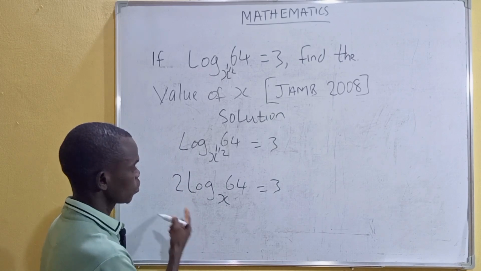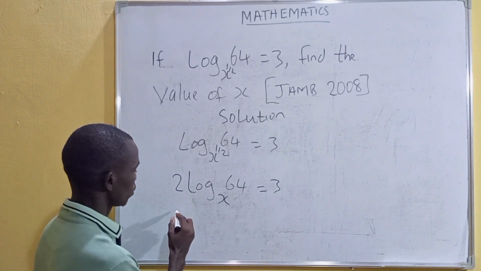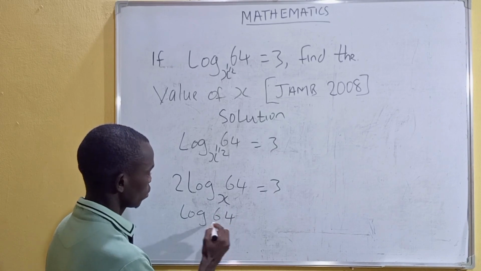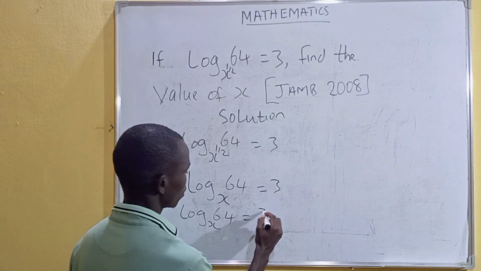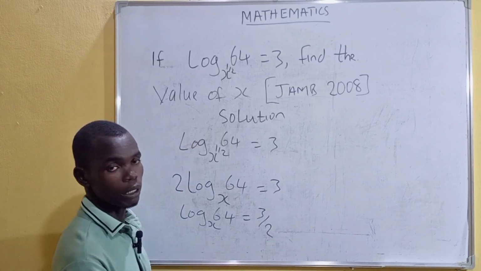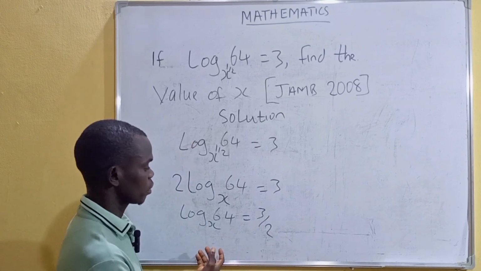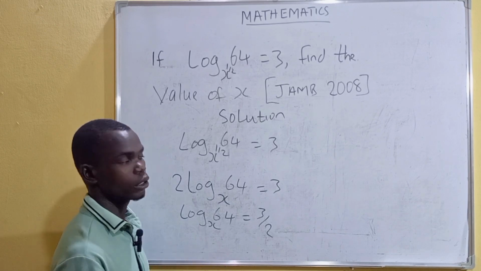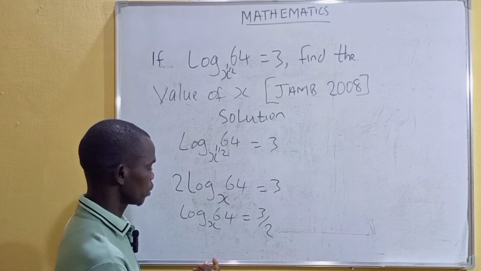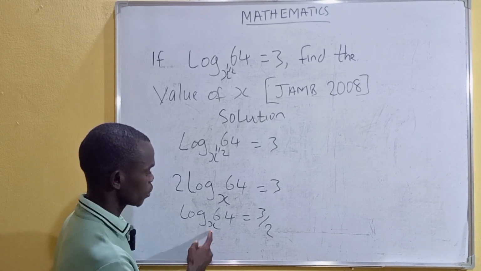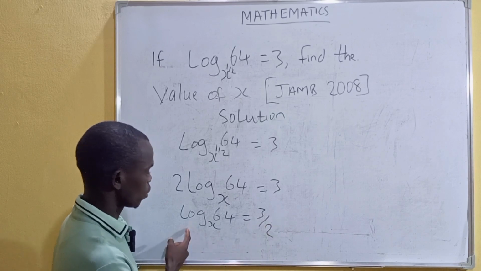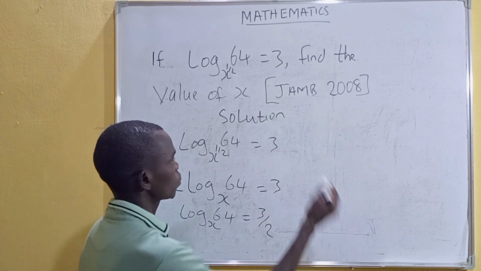To eliminate these two, we divide through by 2. Now it will be log 64 with base s equals 3 over 2. From here now, we have to convert this logarithm to indices. And for us to convert this logarithm to indices, you transfer this base to the other side to raise this as a power to eliminate this log.